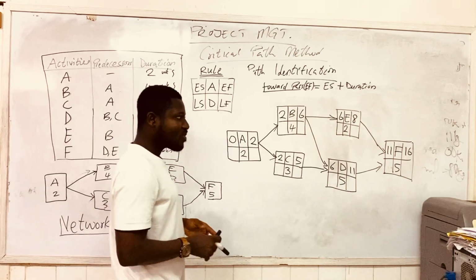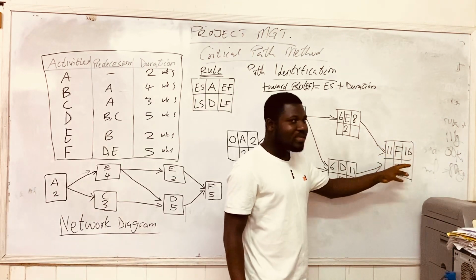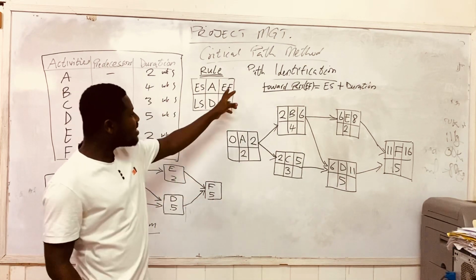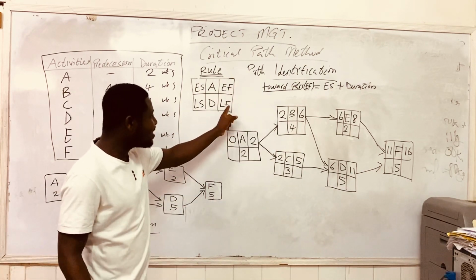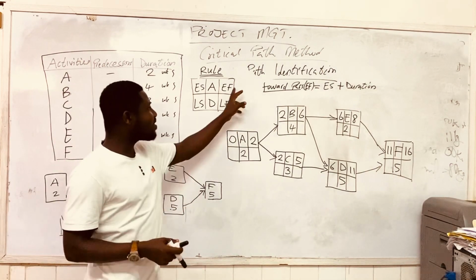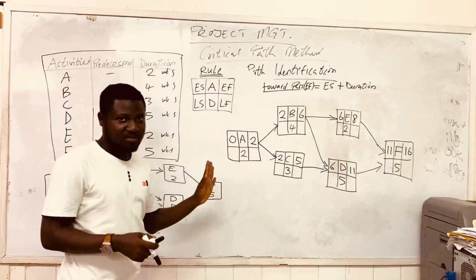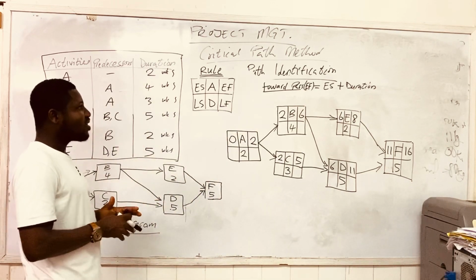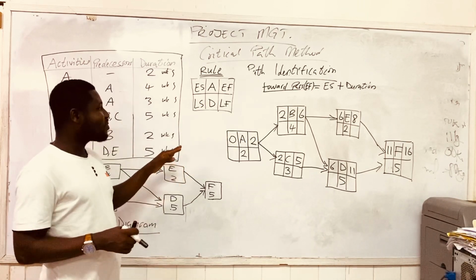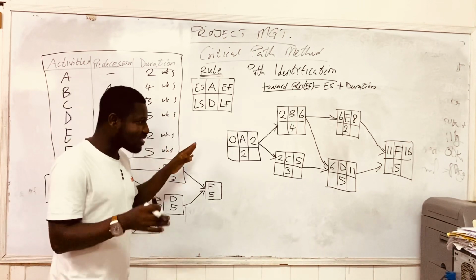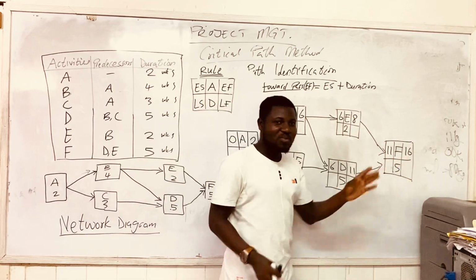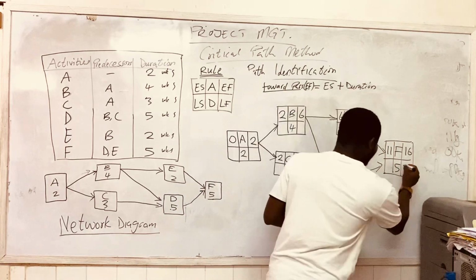Now, the EF and the LF, which is the earliest finish time of a project and the late finish time of the project, must all be the same, because at the end of the day, whether you finished early or you finished late, the point is that we have finished. And so at this point of F, we have completed the project, and so we can put 16 here.